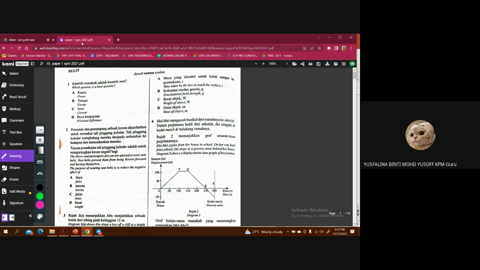format, right? So we see number one first. This one is quite easy. Which quantity is a base quantity? You already know the base quantity, right? Base quantity means it is basic, you cannot simplify it any more. For example, mass. Mass must be in kg.